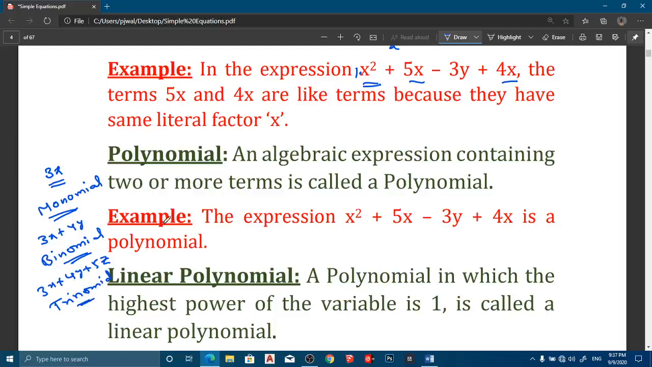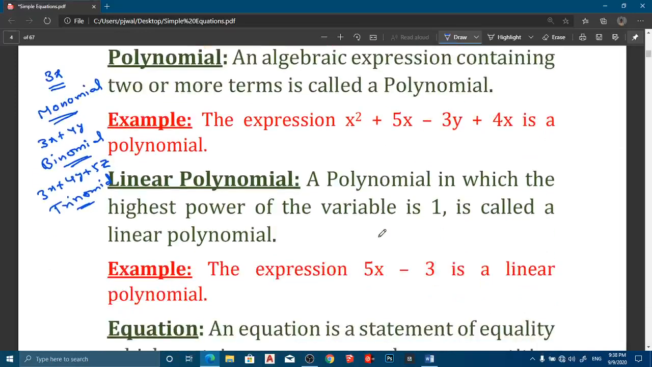Okay. So except monomial, all binomials, trinomials and quadrinomials are called polynomials only. Because what is the definition here? An algebraic expression containing two or more terms. So binomials, trinomials and quadrinomials are all polynomials. Only this is called a monomial. So all algebraic expressions are called a polynomial. This is a polynomial, it has 1, 2, 3, 4 terms here.